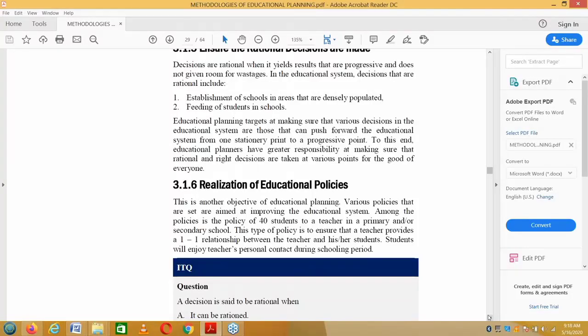Realization of educational policy is also part of the objectives of educational planning. In each classroom at the primary and secondary level, a maximum of 40 students should be assigned to a teacher. The essence of this is that the teacher will be able to have a one-on-one relationship with the students, and students will therefore enjoy their teachers' personal contact during the schooling period.